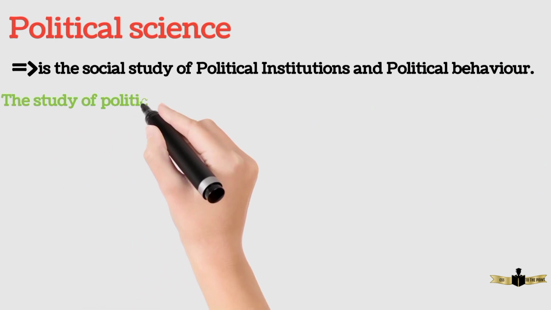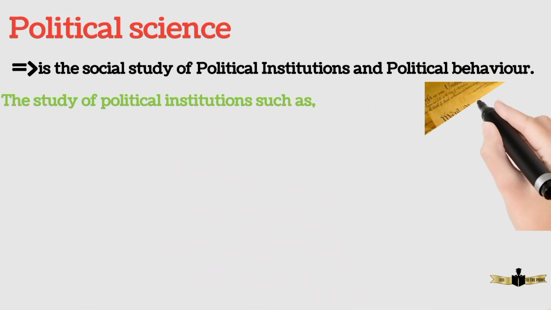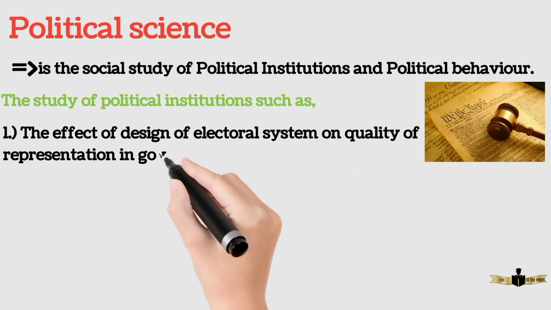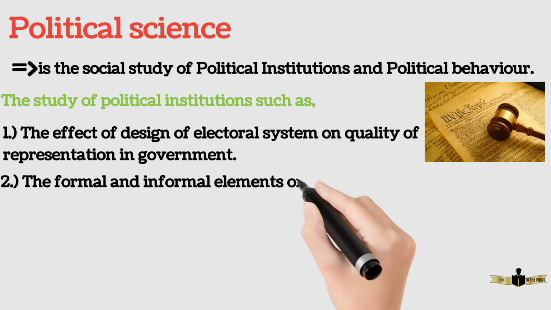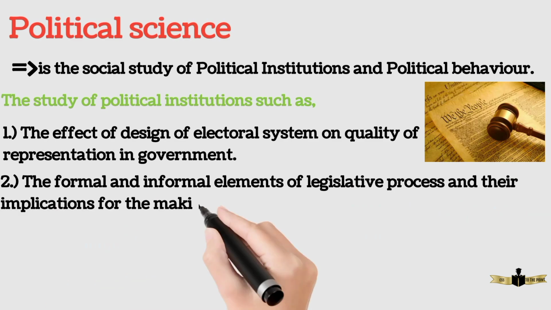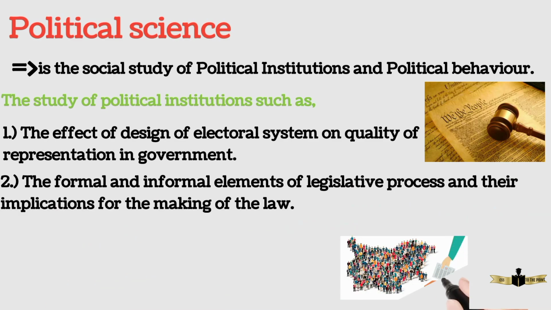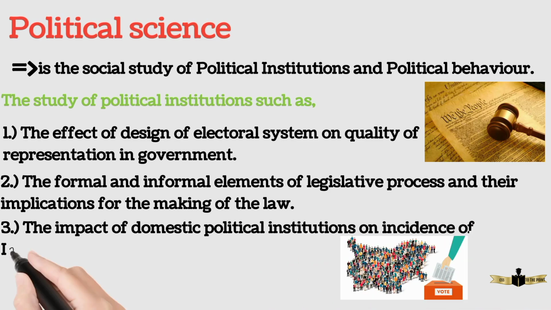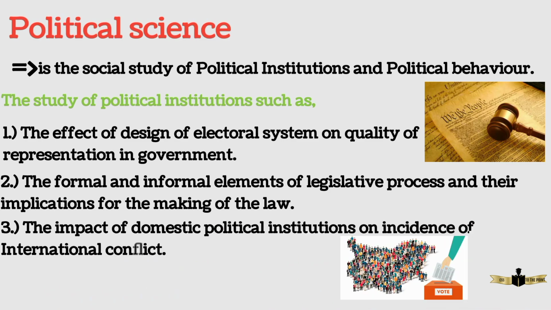The study of political institutions includes, for example, the effect of the design of electoral systems on the quality of representation in government, the formal and informal elements of the legislative process and their implications for the making of law, and the impact of domestic political institutions on incidents of international conflict.